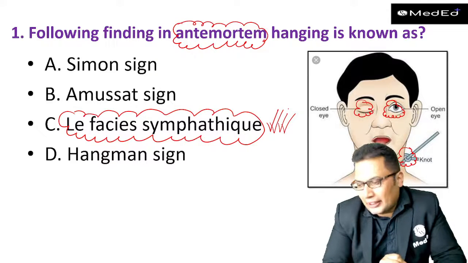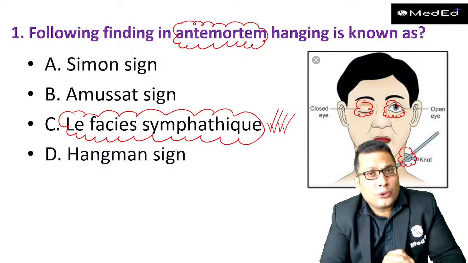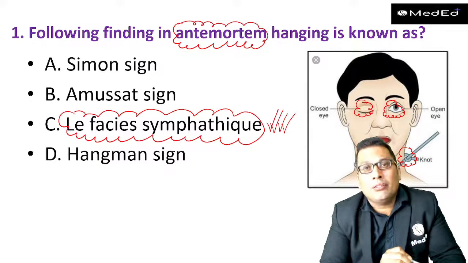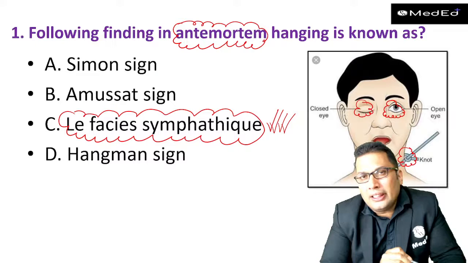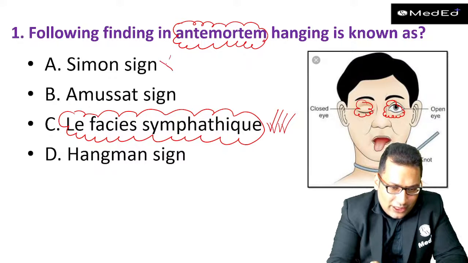What is Simmons sign? Simmons sign is a finding in case of hanging. It is a non-specific finding characterized by bleeding at the intervertebral disc of the thoracolumbar vertebra. So Simmons sign is not the answer.